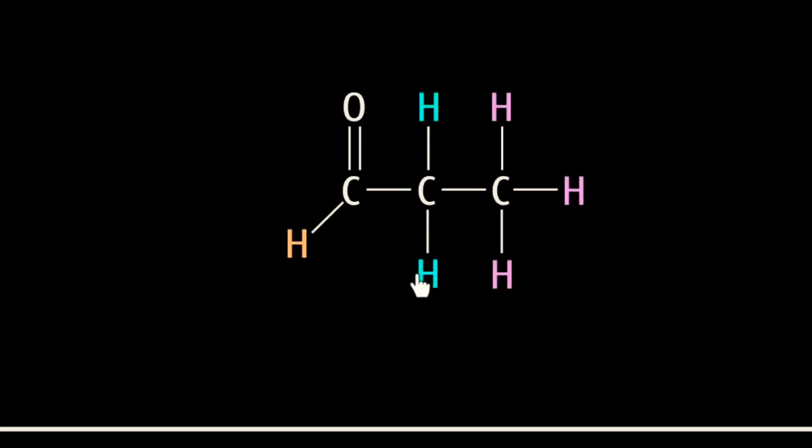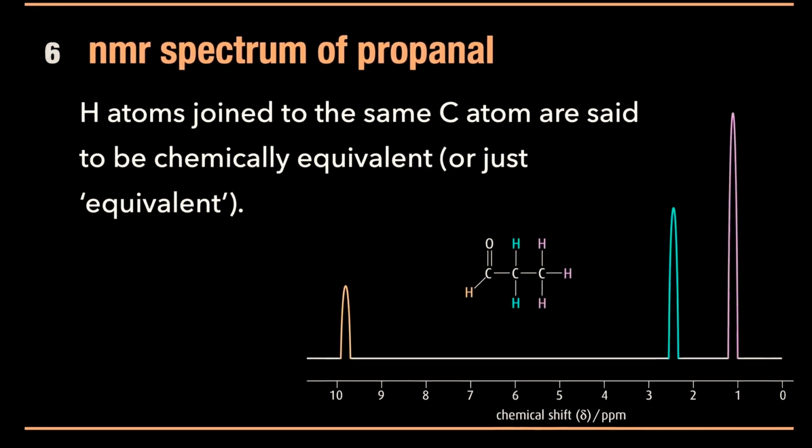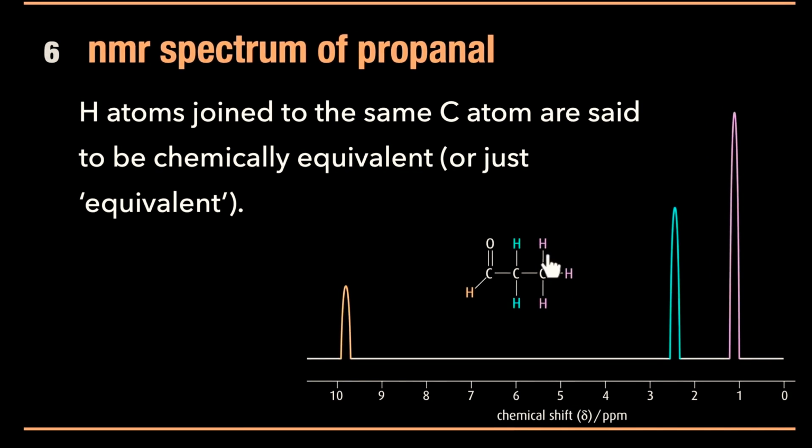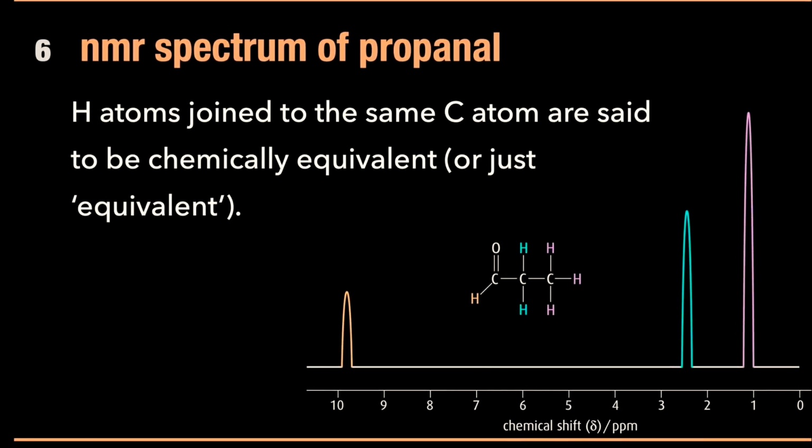These two, by the fact that they are bonded to the same carbon atom, are also chemically equivalent. And so is this guy. So this is one, these two are equivalent, and these three are equivalent. That's another thing. So basically, if you're a hydrogen on a carbon atom, you're going to be chemically equivalent with the other hydrogens on the same carbon atom.